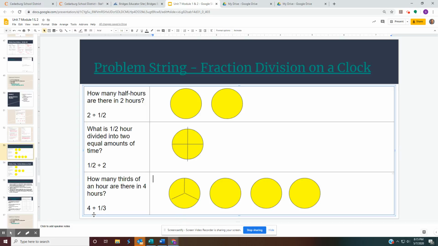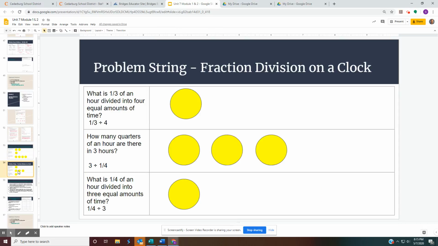So how many of them are in 4? Well, I'm just going to multiply 4 times 3, right? 4, 3, 6, 9, 12. So there are 12 1/3 of an hour in 4 hours. Good. All right, let's go to the next group.